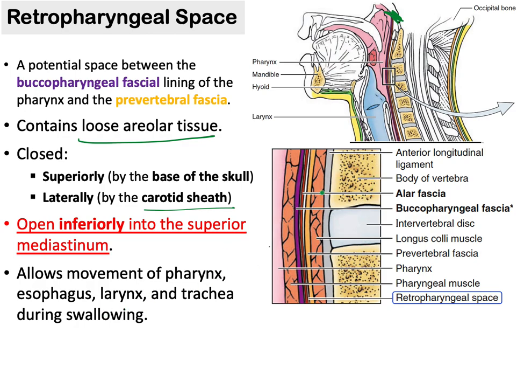Now, the significance, away from the complications and accumulation of abscess, of the presence of this space behind the pharynx is that it gives the pharynx, larynx, esophagus, and trachea the freedom, or not freedom, the kind of movement during swallowing, right? Because we know that the pharynx, larynx, and esophagus move up and down during swallowing.